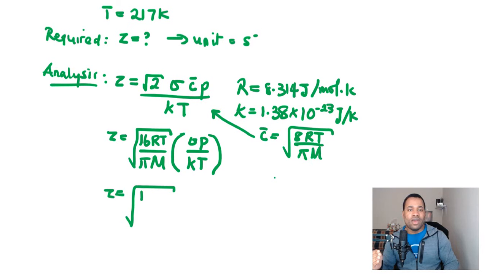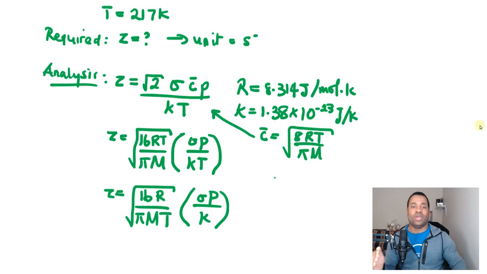So therefore this is going to be 16R, all divided by pi multiplied by our molecular weight, and take note that our temperature is actually inside, and this is all multiplied by the cross-sectional area multiplied by P over our Boltzmann constant. So let's look at now the units first.